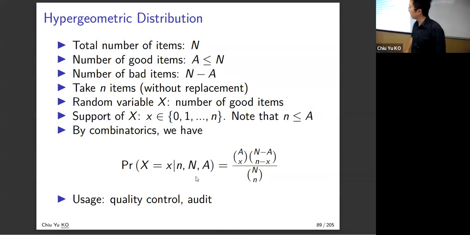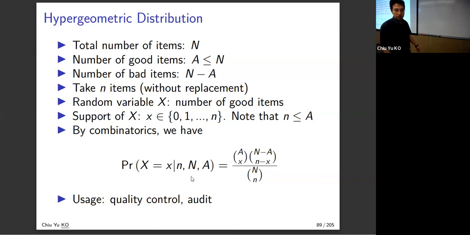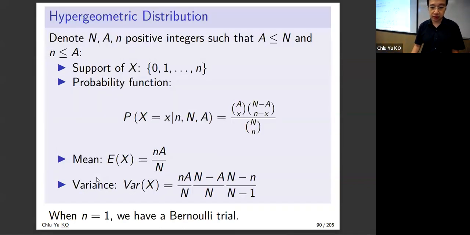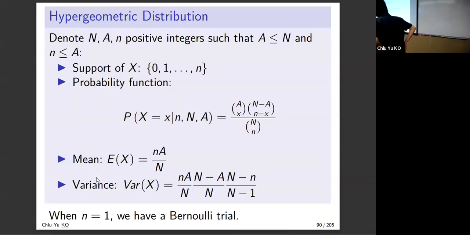In that case, we're asking, out of small n items we take out, how many of them are good? And the reason why I use this N, A, whatever, X is because of the Excel notation, so I just try to follow that notation. Although it's not very nice, this is what it is. So this is the hypergeometric one. And this is the probability function, and this is the mean and variance.